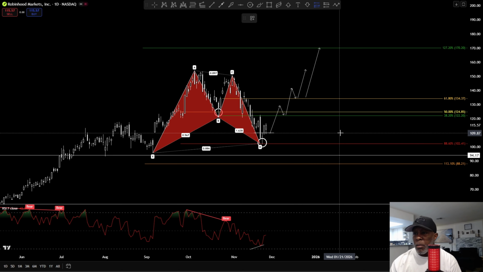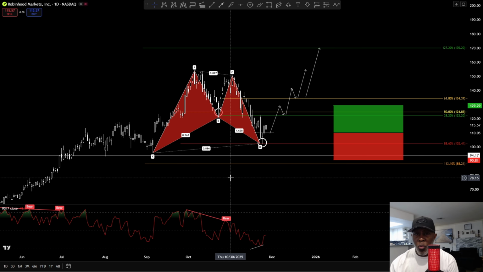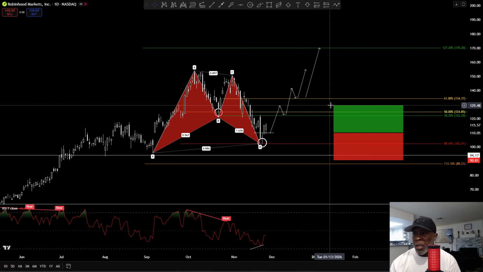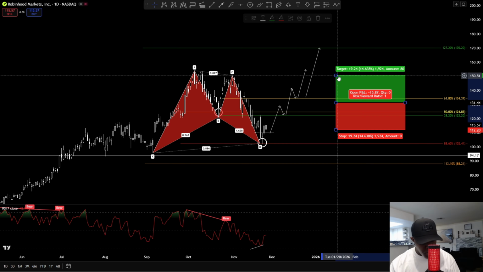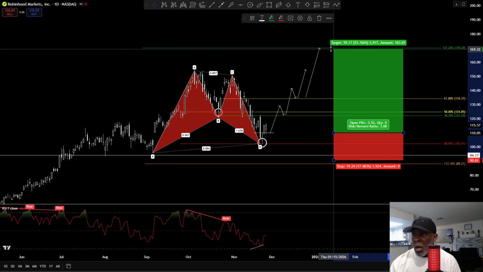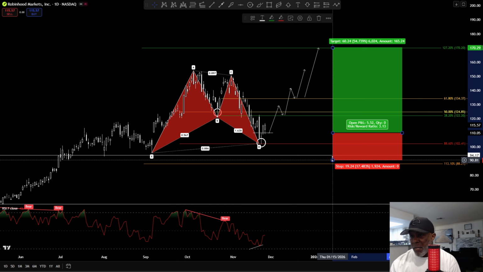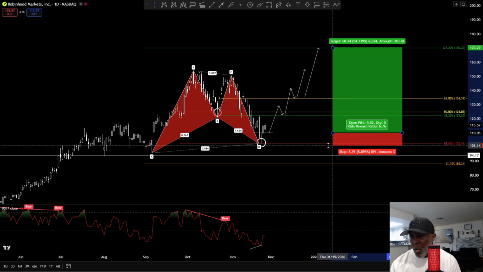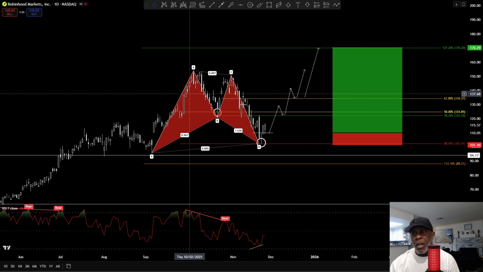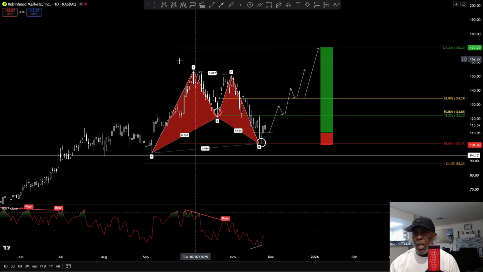Remember, this is not meant to be construed as a trade signal or trade advice. Don't go run to your chart and go buy Robinhood because I said that there's a bullish bat pattern that's already activated. Trade at your own discretion. As always, consult with a financial advisor of your choice before putting your capital at risk in these very volatile markets. But this is what this would look like, okay?